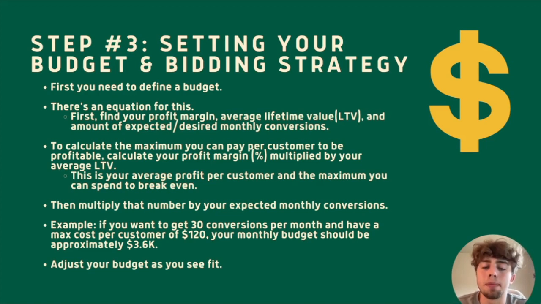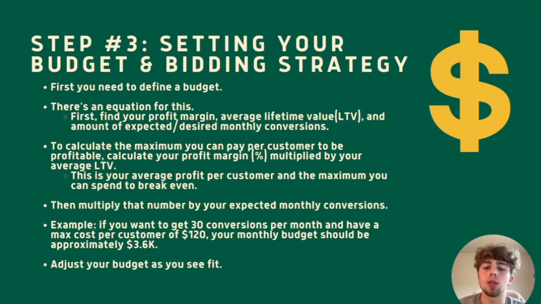Then you also need the amount of expected or desired monthly conversions. So this is how many people do you want to purchase from you in a given month, specifically from Google Ads. So then to calculate the maximum that you can pay per customer so that you stay profitable, you need to calculate your profit margin as a percentage multiplied by your average lifetime value. So this is the average profit per customer, and this is the maximum that you can spend per customer to break even. This is not to make a huge profit. This is to break even. So keep that in mind.